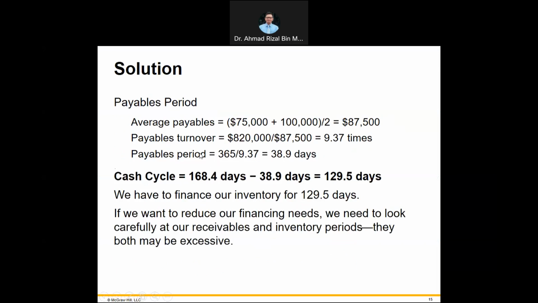So the cash cycle is the operating cycle minus the payables period, which stands at 129.5, almost 130 days. So in essence, effectively, we are financing our inventory for 130 days. If let's say the payables period is longer, say about 60 days, we deduct 20 more days from here, so the cash cycle will be shorter. So the shorter the cash cycle, the better it is for the company.